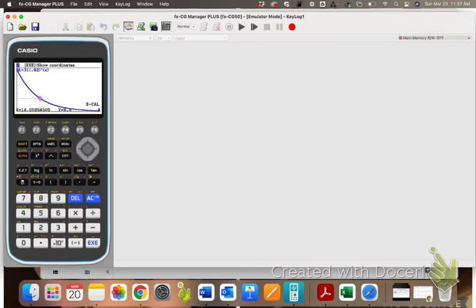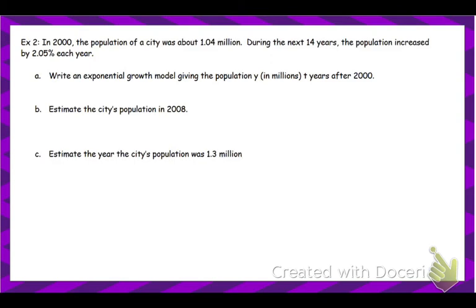All right, so let's look at another one. This time we're going to write the equation. So in 2000, the population of a city was 1.04 million. During the next 14 years, the population increased 2.05% each year. So to write this equation, since it's increasing, A is our initial amount. So the initial amount here was 1.04 million.